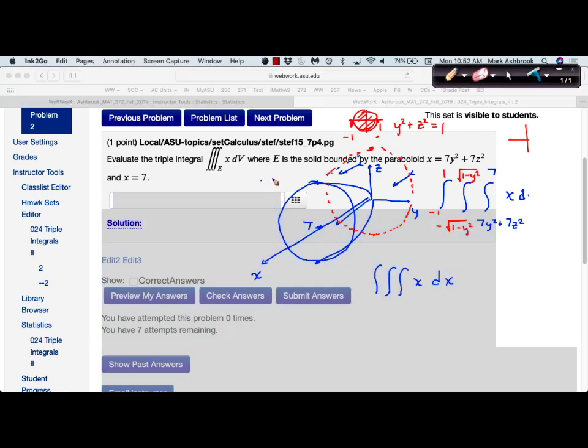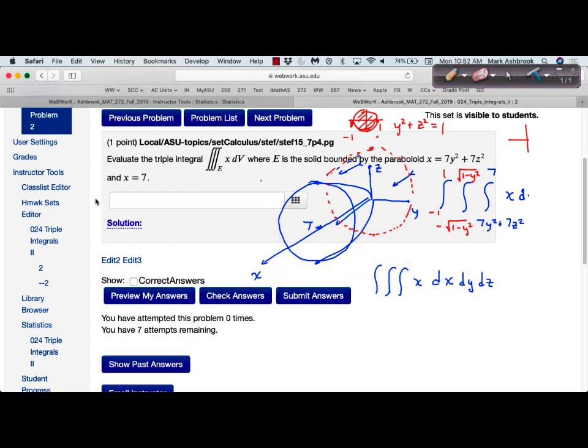So weird. I started making this other one, then I wrote up here on this one. So I'm going to use those same limits, and this is what I want.